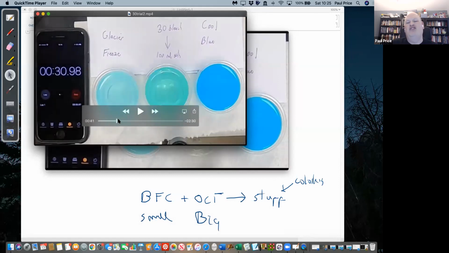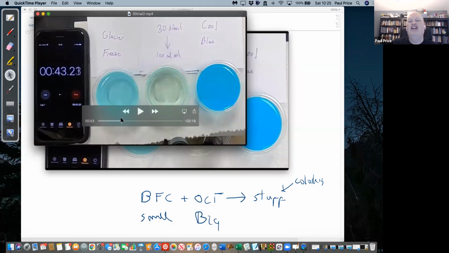And there's a name for that. We call that a pseudo first order reaction. We're not gonna go into that in great detail right now, but it's a way we separate one reaction from another reaction so we can just study one versus the other.